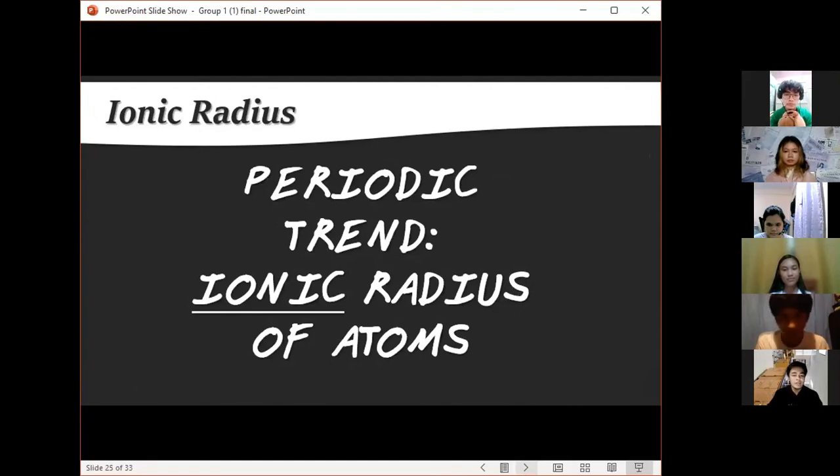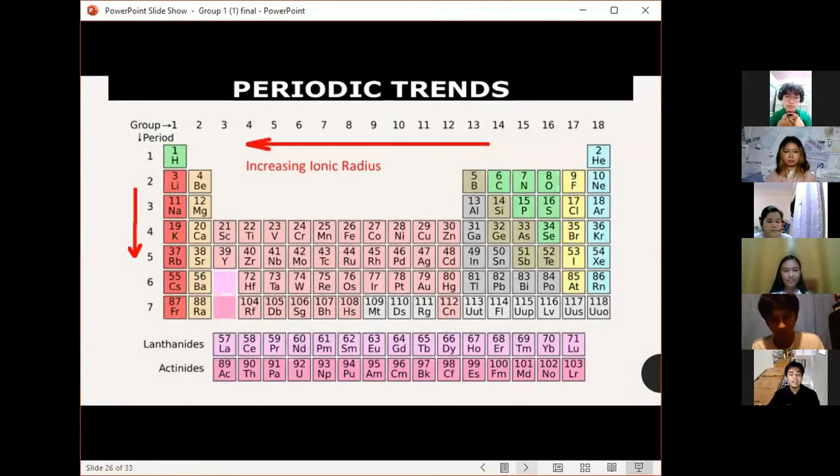Periodic trend of atoms based on their ionic radius. Like I said earlier, atomic and ionic radius have the same periodic trend. The periodic trend for ionic radius is increasing from top to bottom. For example, lithium ion has a smaller ionic radius compared to potassium ion. This is because from top to bottom of the periodic table, the atomic number and number of shells increase due to the increasing electron shield. So it becomes difficult for the nucleus to pull the electrons.